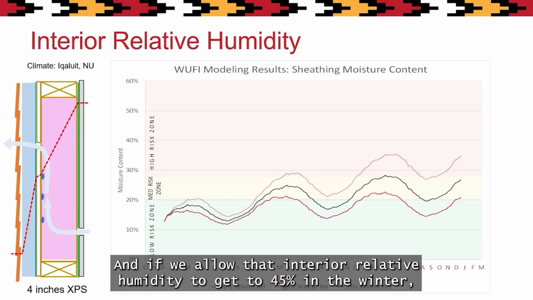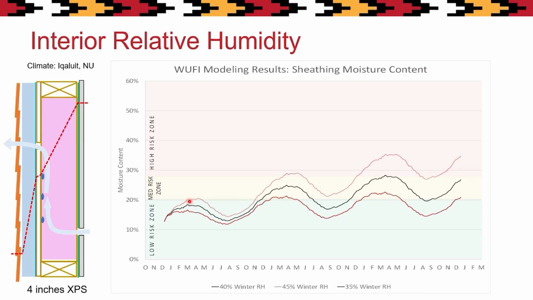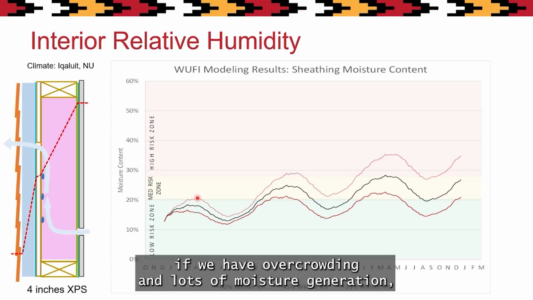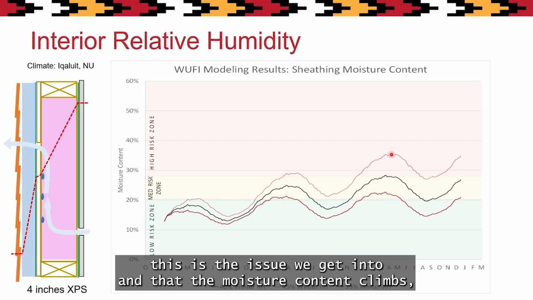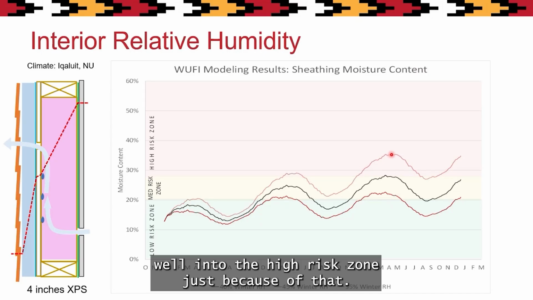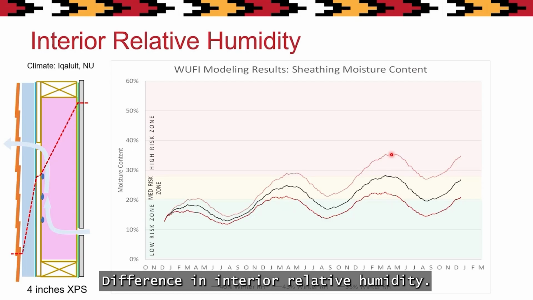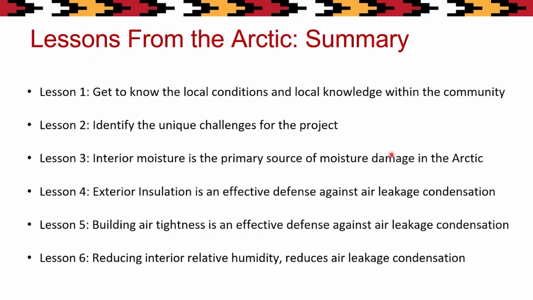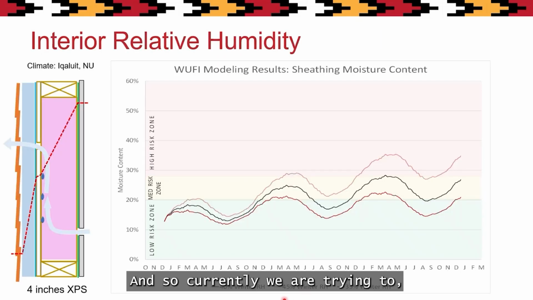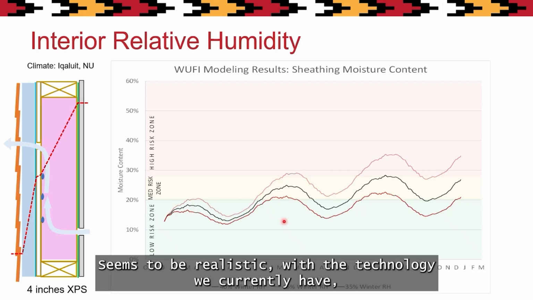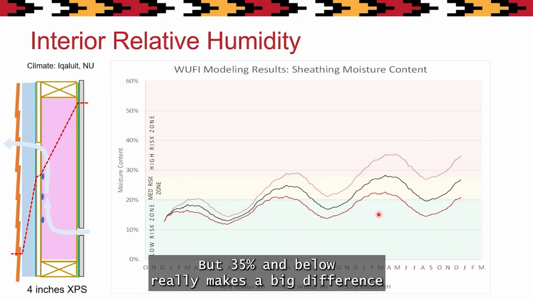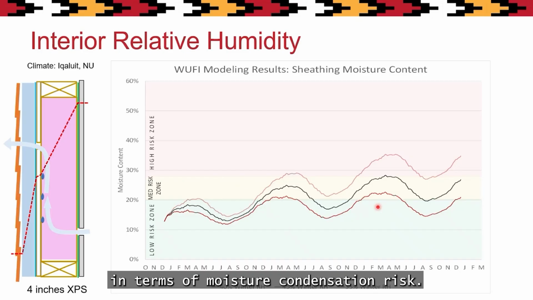And if we allow that interior relative humidity to get to 45% in the winter, if we don't have proper ventilation, if we have overcrowding and lots of moisture generation, this is the issue we get into, in that the moisture content climbs well into the high risk zone just because of that difference in interior relative humidity. And so currently we're trying to recommend that we stay below 35% wintertime relative humidity. 30 to 35% seems to be realistic with the technology we currently have. Even in some overcrowded conditions, that gets challenging, but 35% and below really makes a big difference in terms of moisture condensation risk.